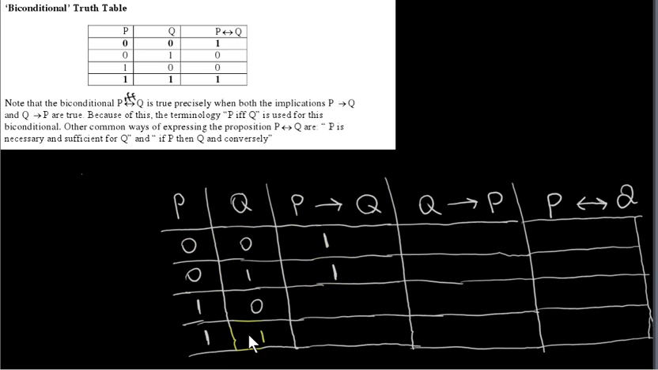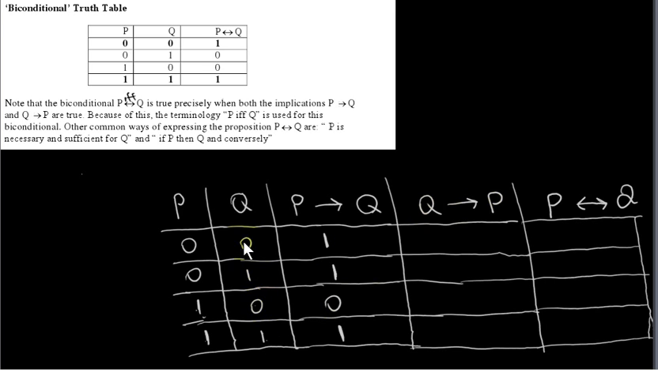And it's true if both P and Q are true. It's false if P is true and Q is false. So here's the 1, 0, 0 situation I explained about earlier. Now let's look at Q implies P.